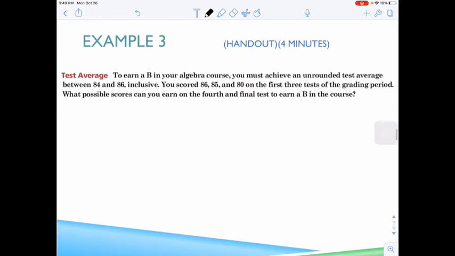Example 3 says, to earn a B in your algebra course, you must achieve an unrounded test average between 84 and 86 inclusive. You score 86, 85, and 80 on the first 3 tests of the grading period. What possible scores can you earn on the 4th and final test to earn a B in the course?